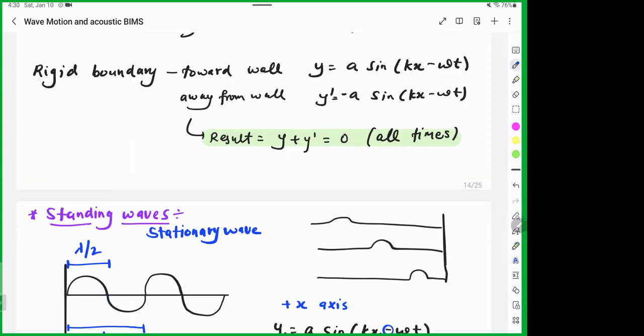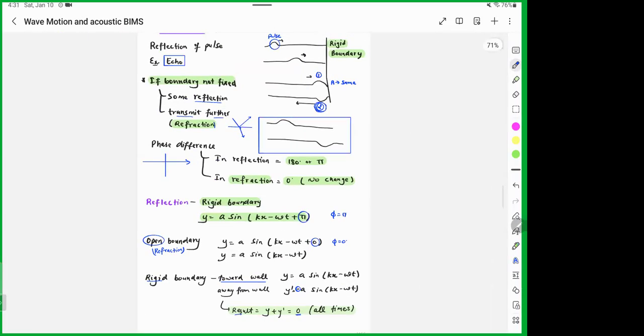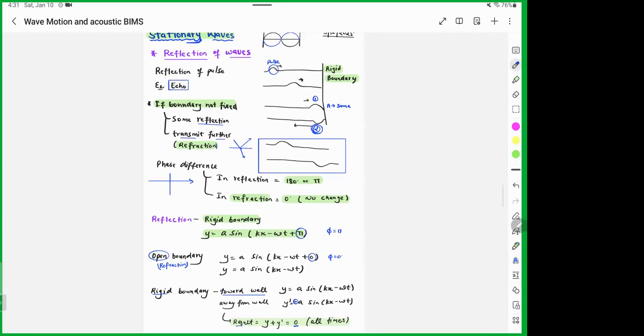So in case of a rigid boundary, if the sound wave is moving toward the wall, you will take this as overall positive, and away from the wall, negative. The direction is changing overall. The net resultant is always zero, because the net movement is zero. Anybody who missed anything from this part, you can write.